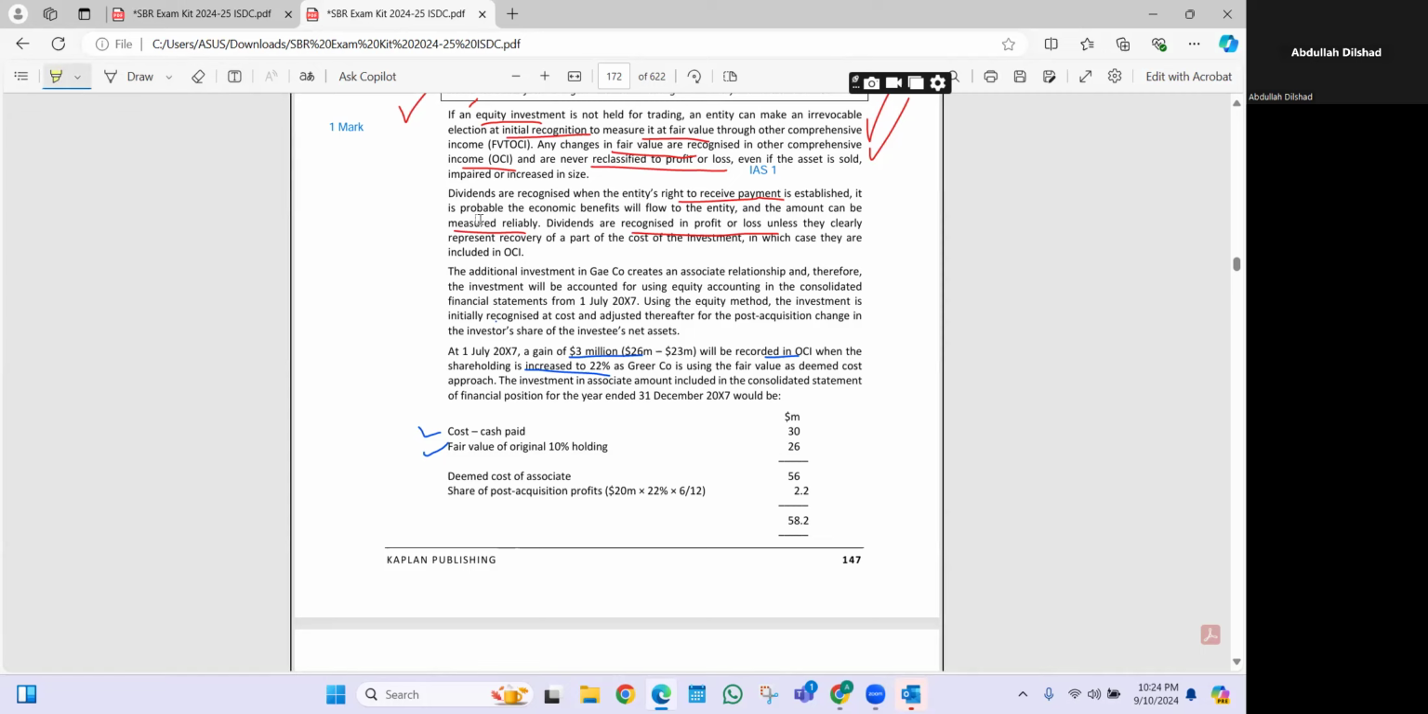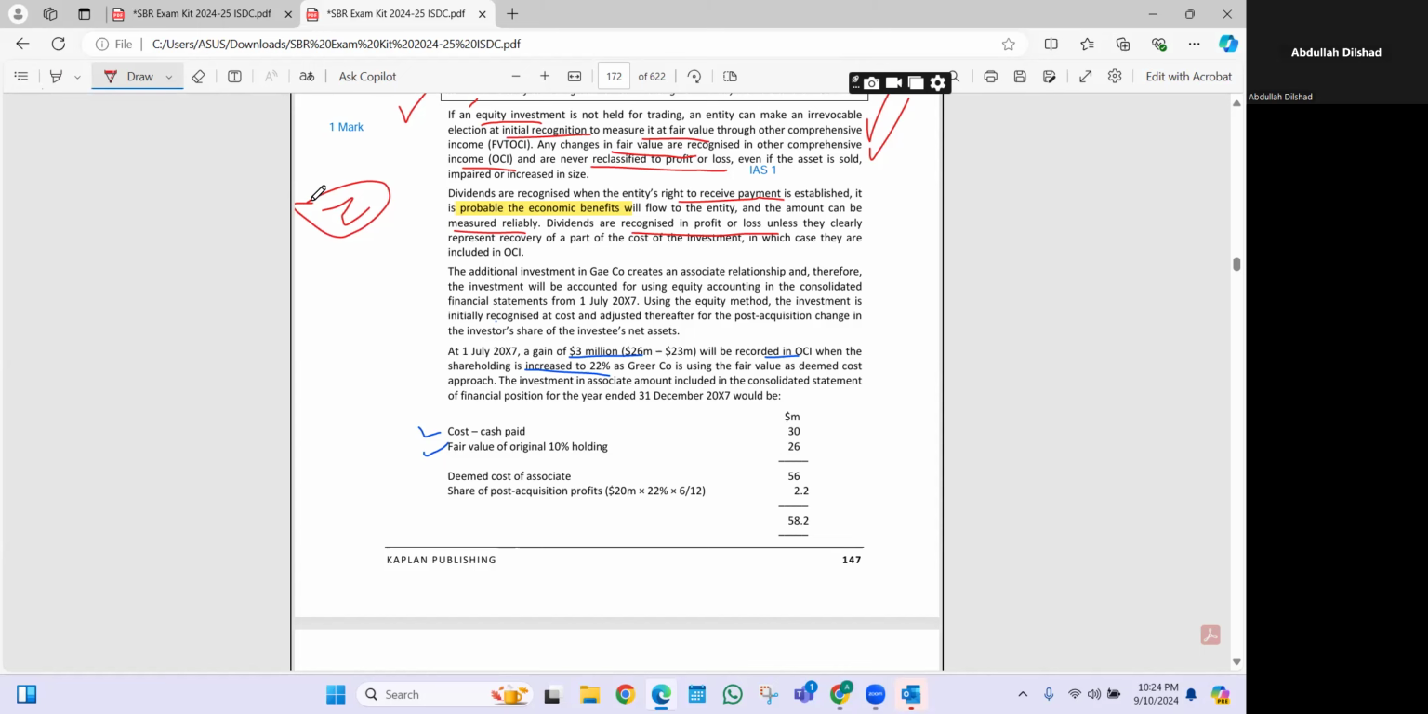And I need to have probable economic benefits. So if you mention that, you will be getting your second point. What you need to mention to get your second mark is where you will record the investment income. You will be recording it in the P&L. And you need to speak about the two conditions. That particular dividend income must be reliably measurable.